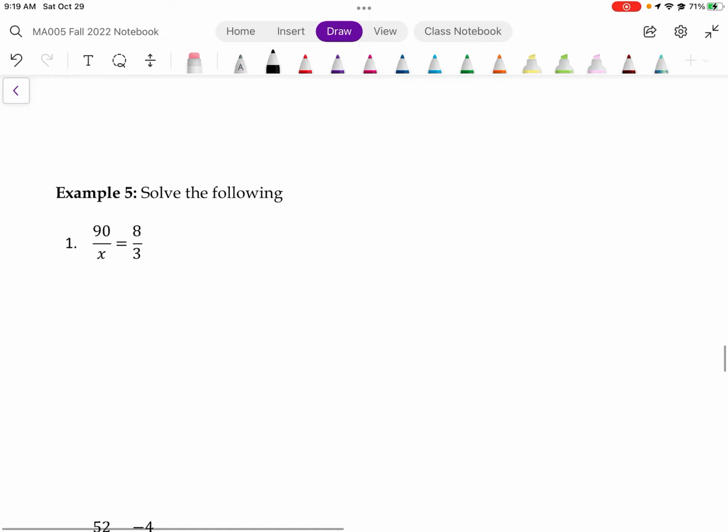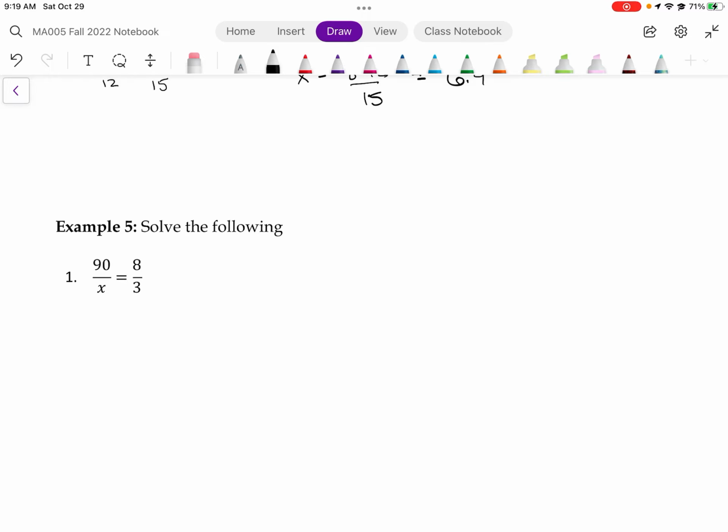Now x is in the bottom. What are we going to do about that? So the best thing to do with these is to do cross multiplication. So x in the bottom, in the denominator, right, do cross multiplication. And it's going to require one more step. Cross multiply plus one more step, okay, when it's in the bottom.